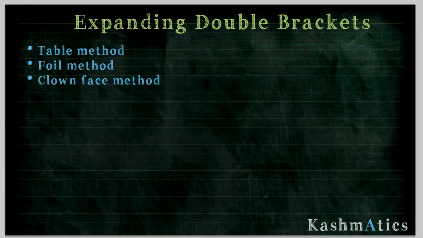In today's lesson we'll be looking at expanding double brackets, and we'll be looking at three methods in particular: the table method, the FOIL method and the clown faced method. Now all three methods will yield the same result, but whichever one you prefer, just go for that one. Okay, so grab yourself some paper and a pen and let's get started.